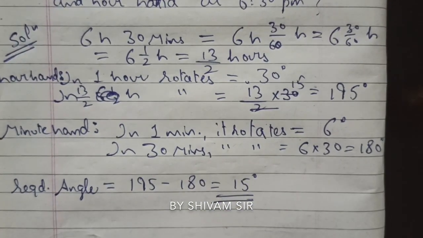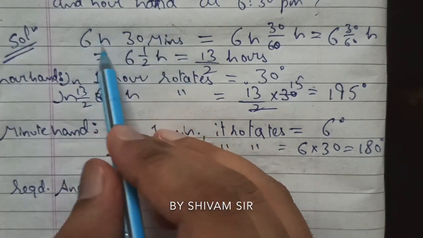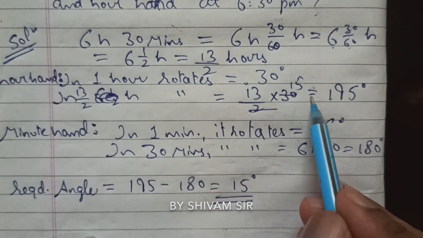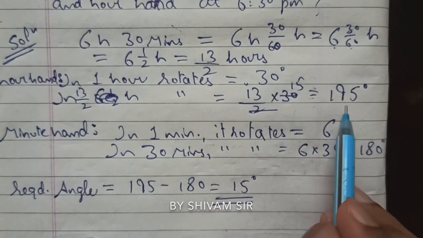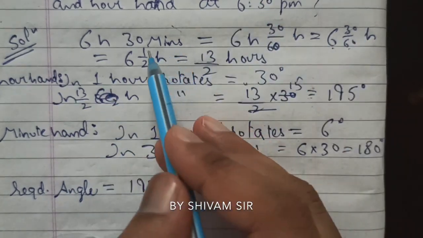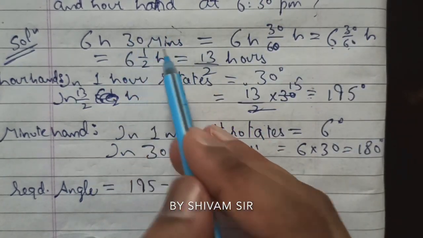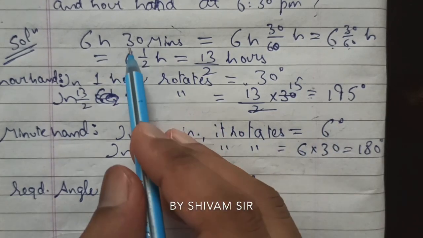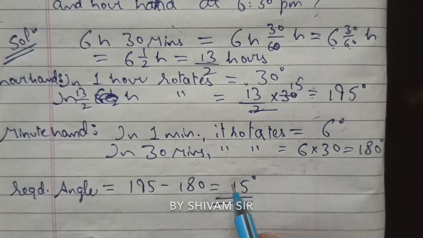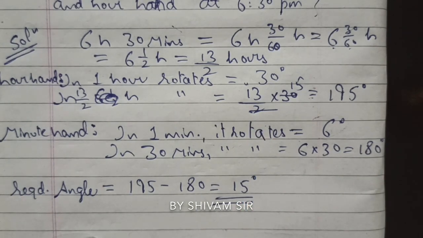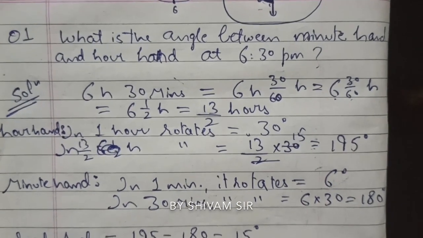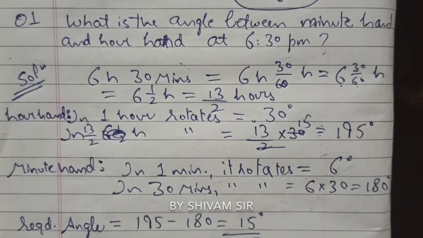So first try to convert the time into hours exactly. Now find out how many degrees the hour hand rotates by multiplying it by 30 degrees, right? Now forget about the hour, consider the minutes. So in 1 minute it rotates 6 degrees. So in this many minutes it will rotate, multiply by 6. So this will be 180. Now find the difference. Easy steps, so easy steps we need to follow. Just pause the video to note it down. This is the question and this is the solution.